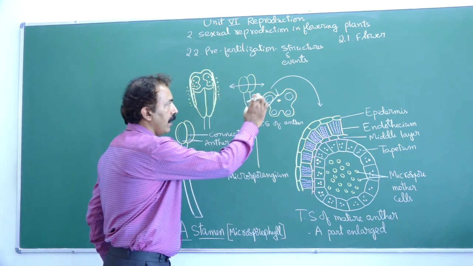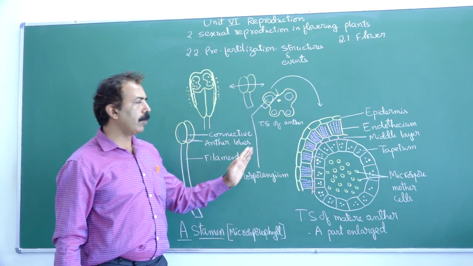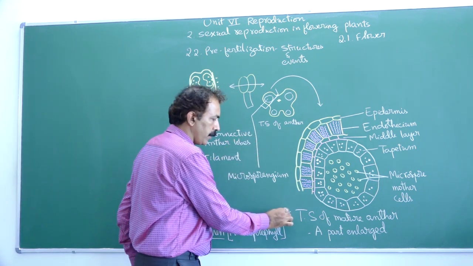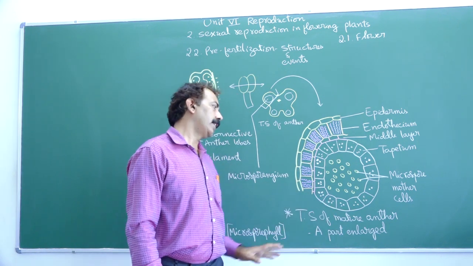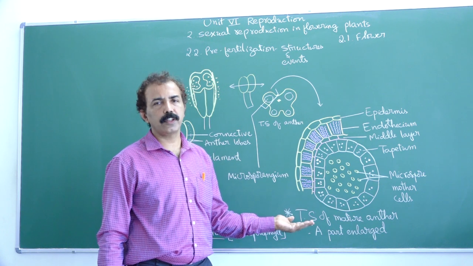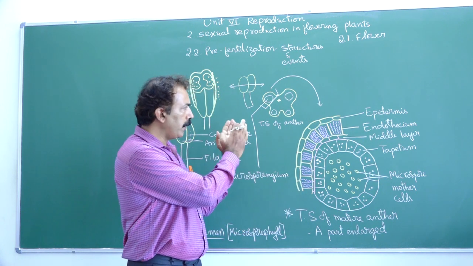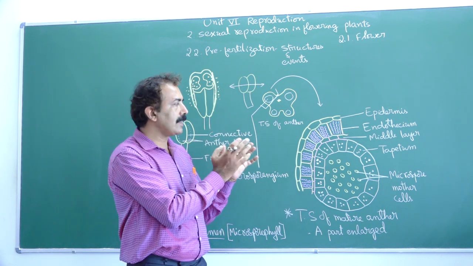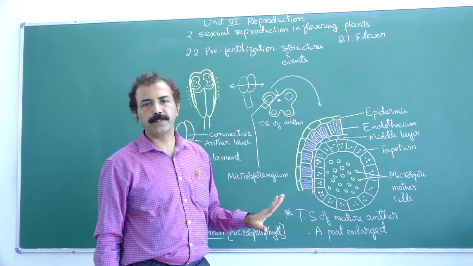Now let us enlarge 1 microsporangium and get more details about it. This is a diagram you have to practice for the exam. This is a question you expect in the exam: explain the structure of mature anther. When the anther is fully grown and ready to burst out, what are the cells you come across? So this is the diagram you will write.